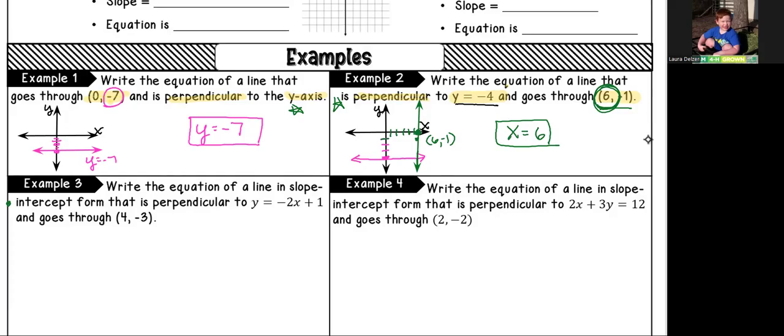All right, so let's look at this one. It says, write the equation of a line in slope-intercept. So we know that we're going to have to convert to slope-intercept that is perpendicular to this guy. And I'm going to go ahead and highlight that because this is my slope here. Okay. And then it's going through this point.